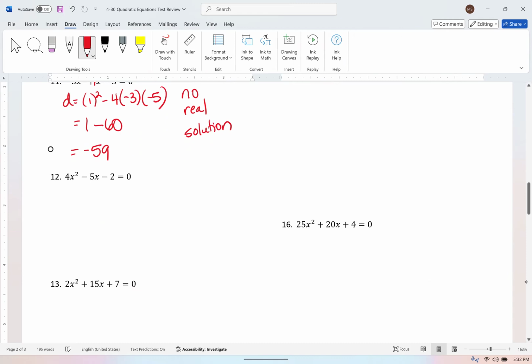All right, number 12. Again, we're going to use the discriminant. That's b squared minus 4ac, negative 5 squared minus 4 times negative 2. Negative 5 squared is 25. Negative 4 times 4 is negative 16. Negative 16 times negative 2 is a positive 32. So this is 57. Okay, so that is positive, but this number is not a perfect square. So this would be 2 distinct irrational solutions.